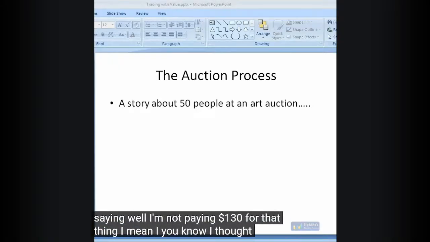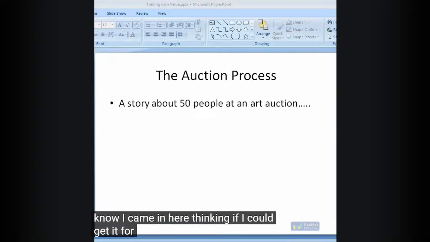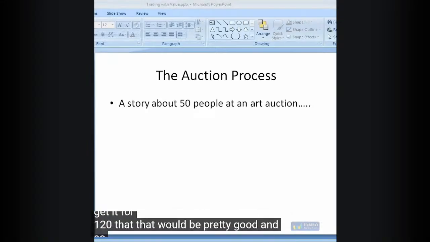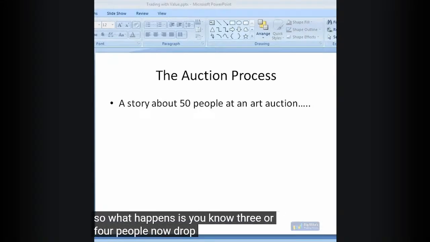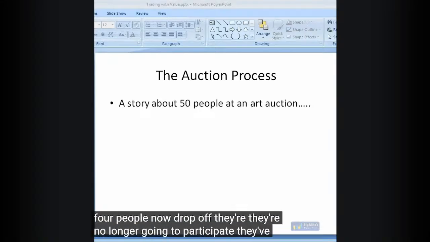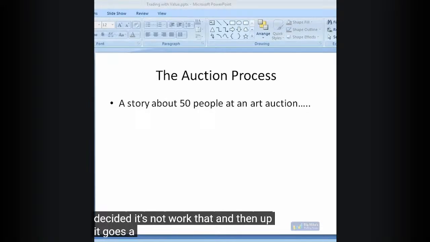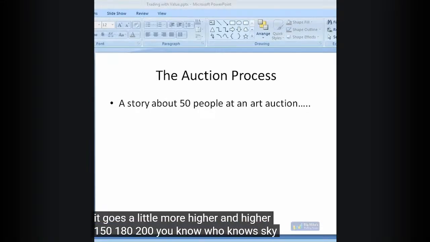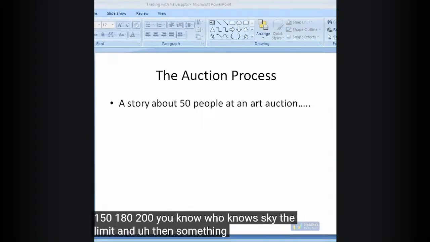I came in here thinking if I could get it for 120, that would be pretty good. And so what happens is 3 or 4 people now drop off. They're no longer going to participate. They've decided it's not worth it. And then up it goes a little more, higher and higher, 150, 180, 200, who knows, sky's the limit. And then something amazing happens. There's one person remaining in the room who wins the auction.